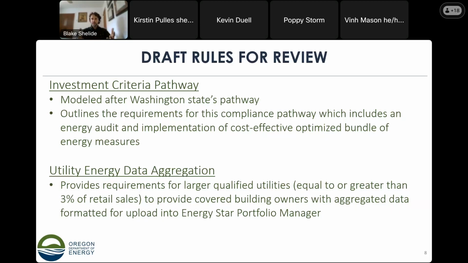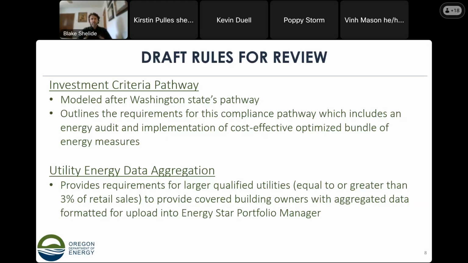And then one other thing that I know has gotten a lot of attention and a lot of interest, I guess, over the last couple of RAC meetings and in some other discussions with our stakeholders is the requirement for utility data aggregation. The legislation, House Bill 3409, gave us the ability to provide a requirement for energy data aggregation for utilities to provide aggregated data to a building owner.